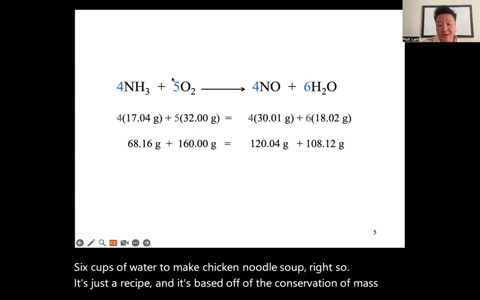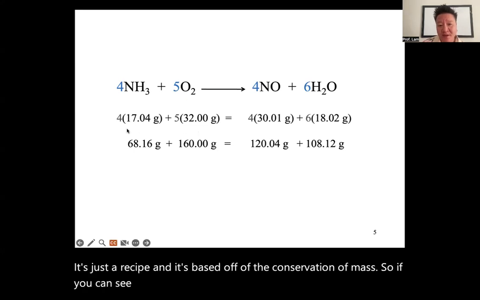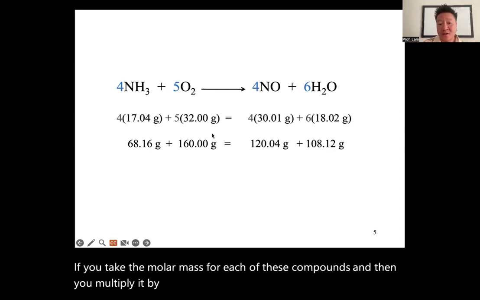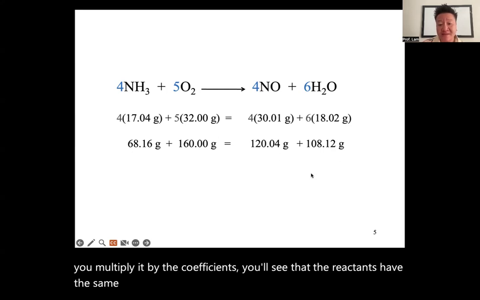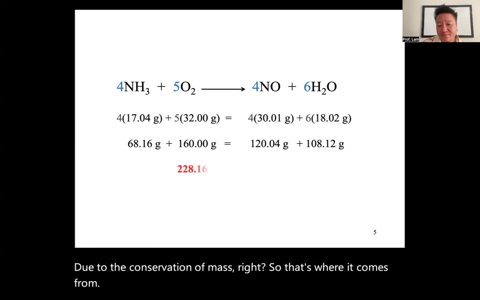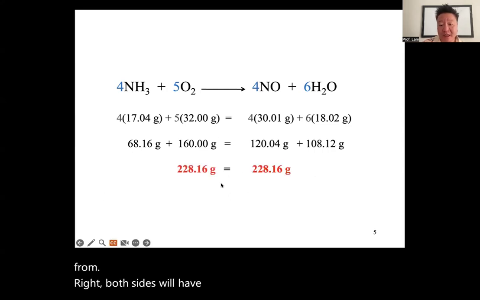and it's based off of the conservation of mass. So if you can see here, if you take the molar mass for each of these compounds and then you multiply it by the coefficients, you'll see that the reactants have the same mass as the products due to the conservation of mass, right? So that's where it comes from. Both sides will have 228 grams.